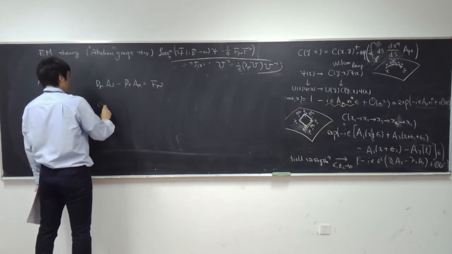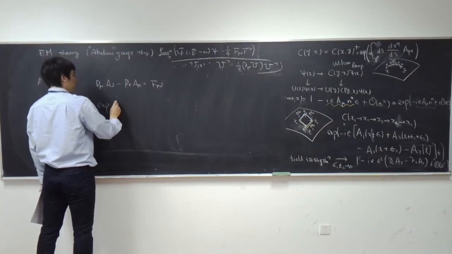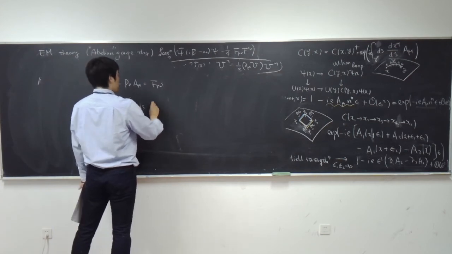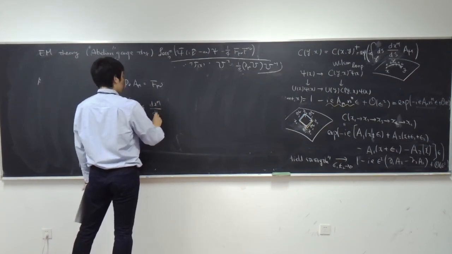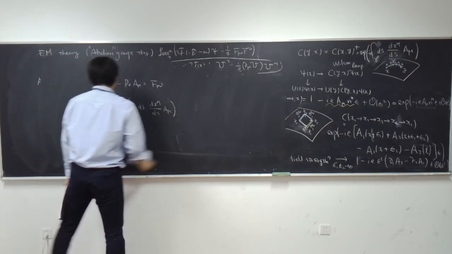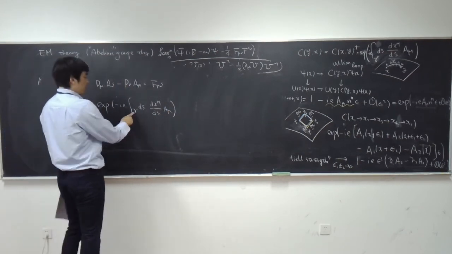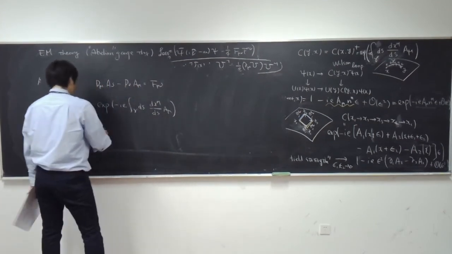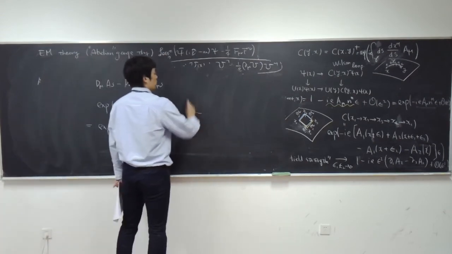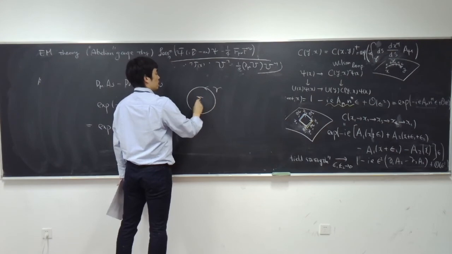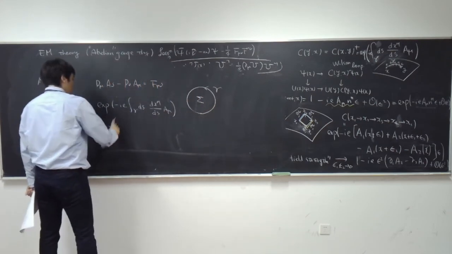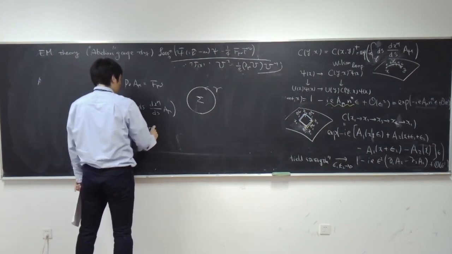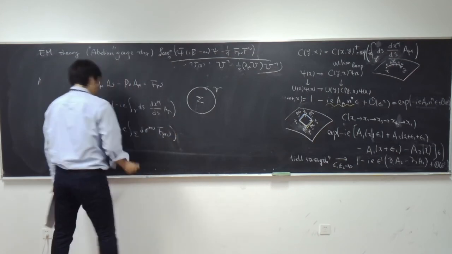And the Wilson loop is the exponential of minus i e times the integral along the path of dx^mu/ds A_mu ds. So this can be written in terms of, if gamma is just a loop, and sigma is the inside of the loop, it's just by Stokes theorem, d of whatever sigma mu at mu. But this is Stokes theorem.